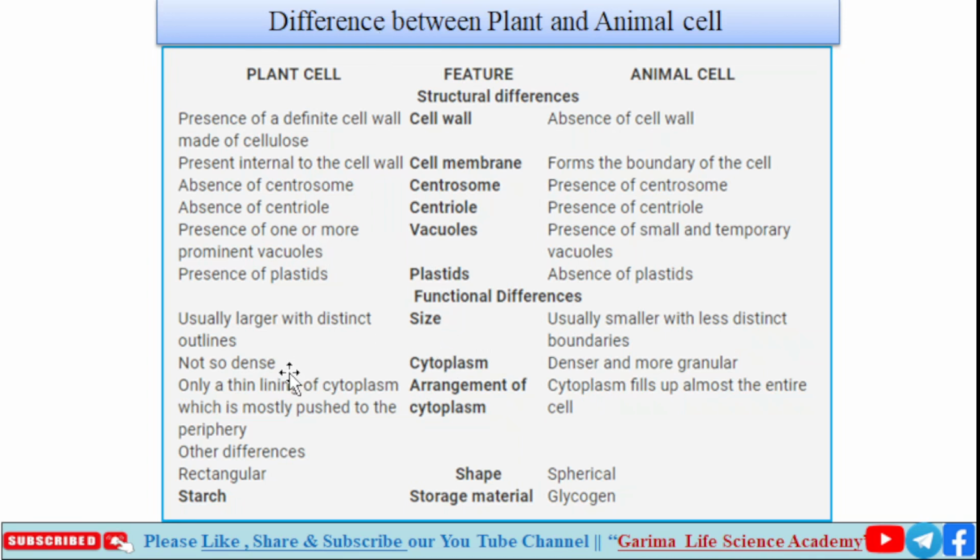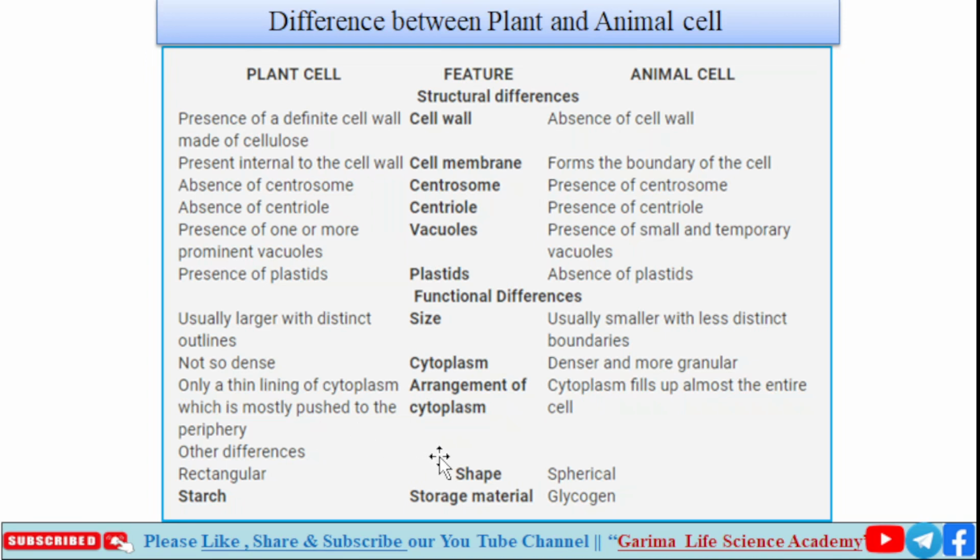Cytoplasm: not so dense. Cytoplasm is not so dense in plant cells but denser and more granular in animal cells. And the third property is arrangement of cytoplasm. Only a thin lining of cytoplasm, which is mostly pushed to the periphery, is present in plant cells. But in the case of animal cells, cytoplasm fills up almost the entire cell.